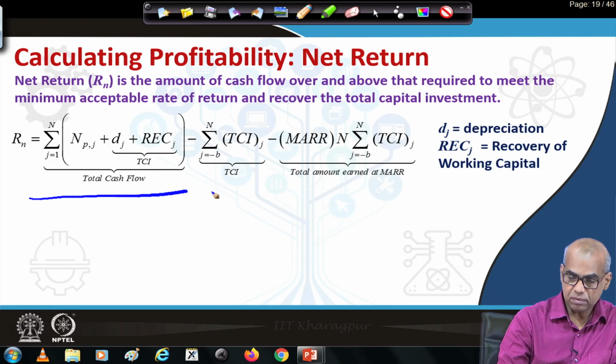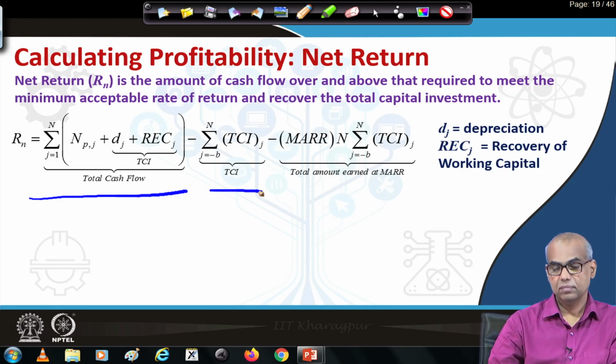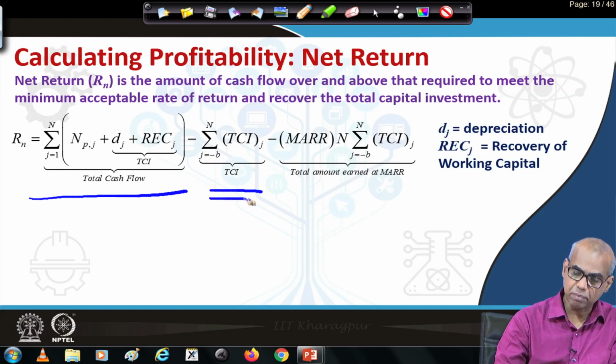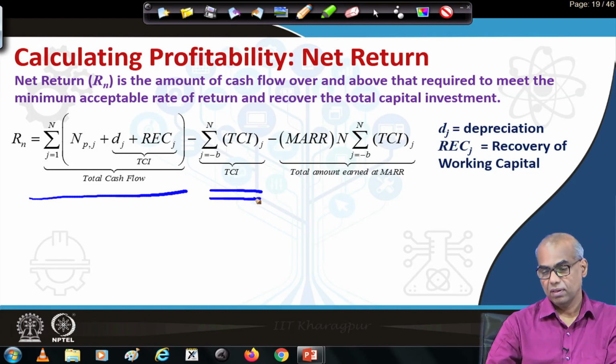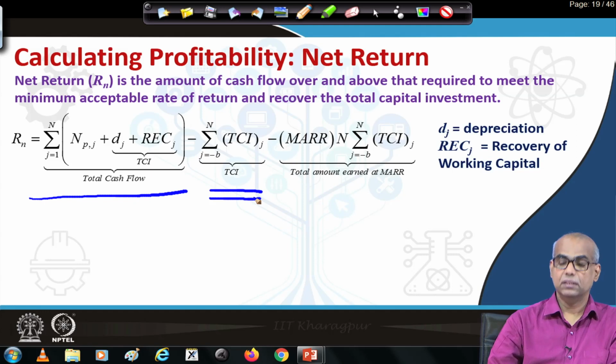What is the second part? The second part represents the sum of the total capital investment that you made in every year starting from j equal to minus b to n. So, this represents the total capital investment. And the third part represents the total amount earned at the minimum acceptable rate of return.